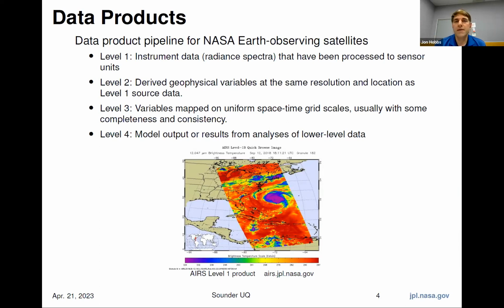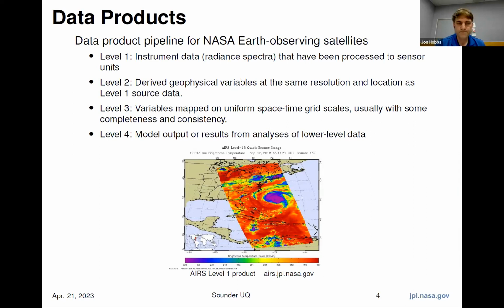And so there's a pipeline of data processing that goes along with that, that has these different levels. I'm going to talk about level 1 through level 4. Each mission has its own specification and nuance to what these different product levels are, but the descriptions here are broadly applicable and certainly relevant for the infrared sounder missions that we'll be talking about.